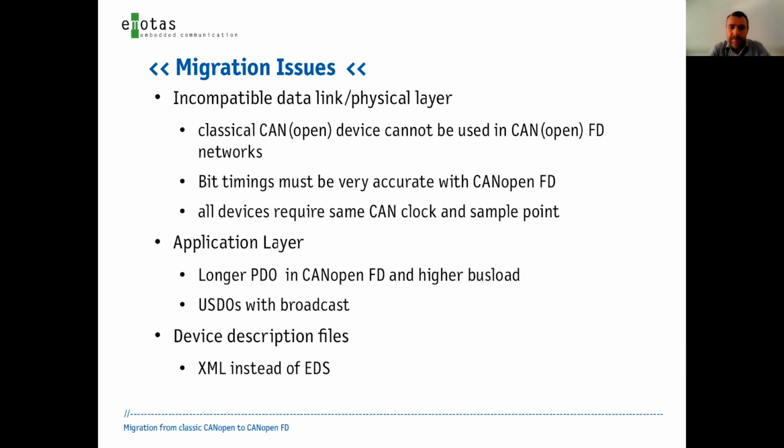So if you have CANopen FD devices from multiple vendors, you have to make sure that they all follow the CANopen FD bit timing specifications. On the application layer, if you want to mix them, they have to deal with longer PDOs and with broadcast. And if you want to start developing CANopen FD devices, you will need device description files in the XML format, but that's not a big deal. There are tools for that.